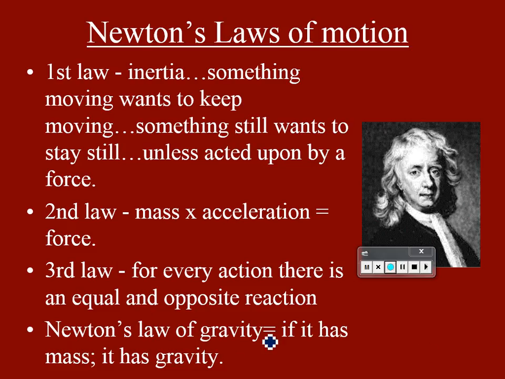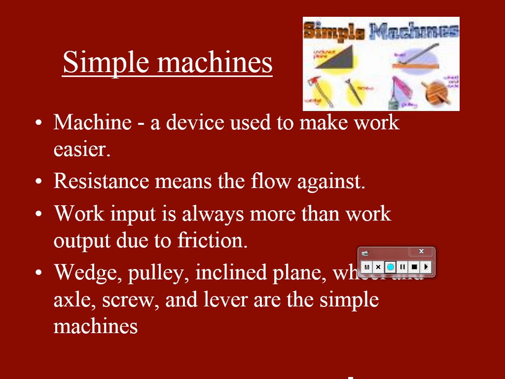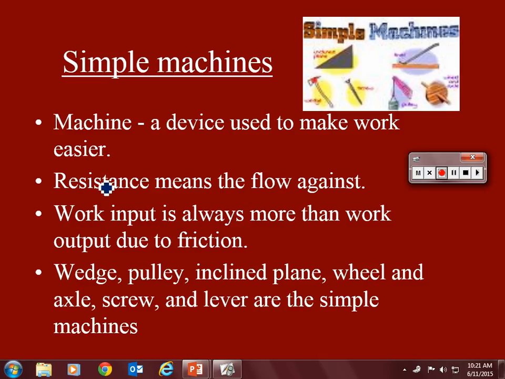Newton's law of gravity says that anything that has mass has gravity, and the bigger the mass, the bigger the gravity. Jupiter is the biggest planet, so it has the highest gravity. A machine is any device that we use to make work easier. Resistance works against. Work input is always more than work output because the machine causes some friction which slows it down.